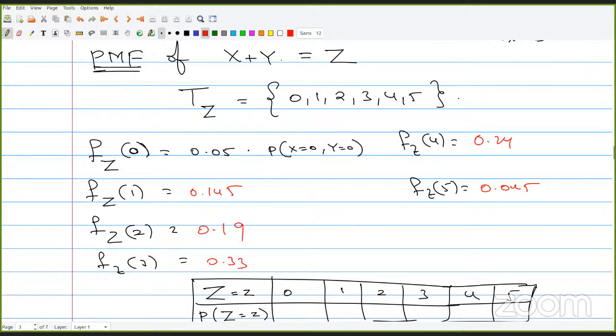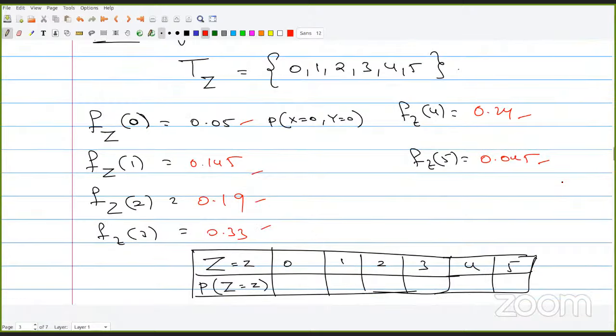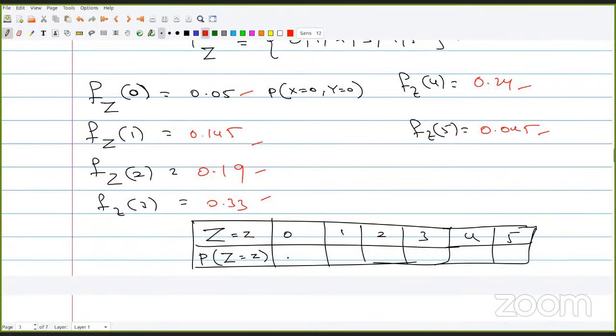You just add all these values, you should get 1. Just to make sure that we are not writing 5 in place of 4 or something like that. So the PMF of the sum will be like this: 0.05, 0.145, 0.19, 0.33, 0.24, 0.045. This is the PMF of the sum of two random variables.